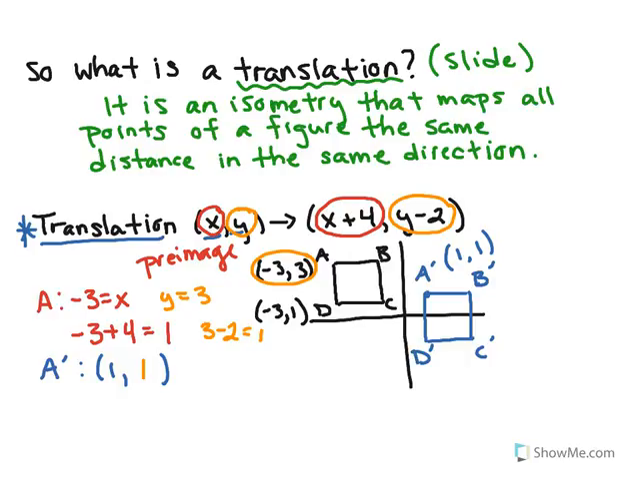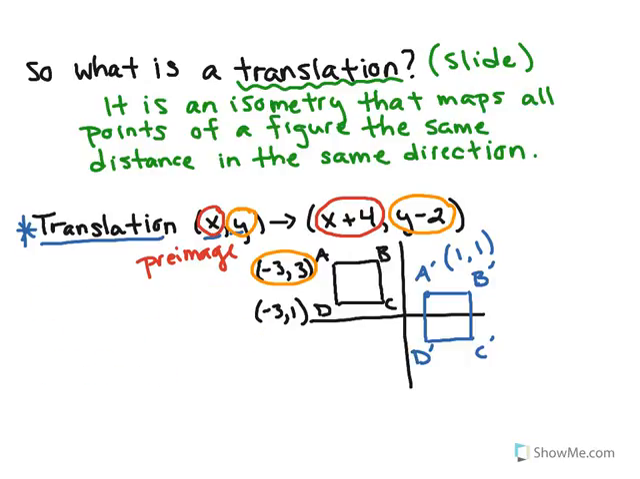Okay, so then let's try to do this with D. Let's go ahead and find our coordinates for him. So for D, it looks like my x value here is -3. So to find the x value for D prime, I'm going to do -3 plus 4, and that's going to be equal to 1 again. And then the y is initially equal to +1.